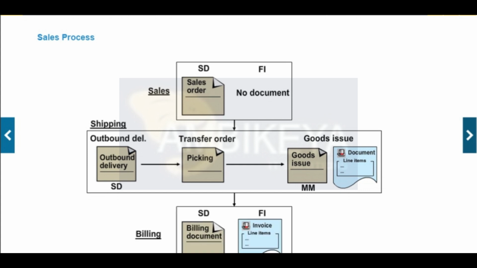Billing. A billing document is created in sales order management and a printed invoice is sent to the customer. At the same time, a document is created in accounting so that the receivable and revenue can be posted to the correct accounts. Document flow. This is a tool that allows you to view the related documents in the process.